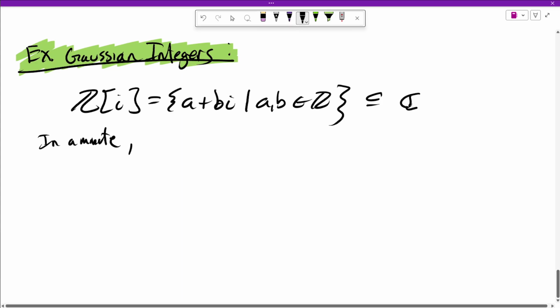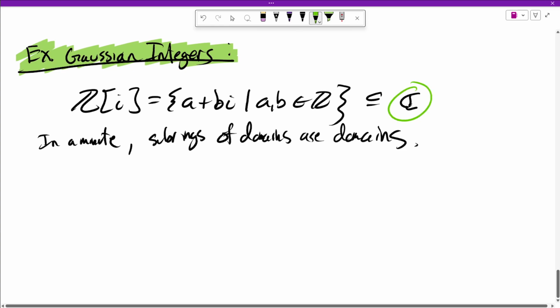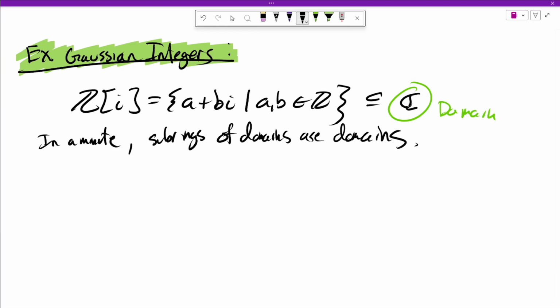we'll see that subrings of domains are domains. And C is a field, so this guy is a domain because it's a field. And in particular, this set will be a domain.